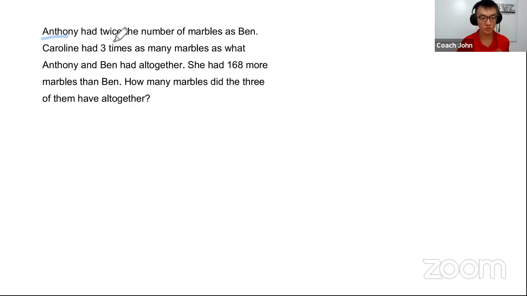Anthony had twice, so quickly write down 2 times, or you can write down 2 over 1, later I'll tell you why, as Ben. This is also a technique that I get my students to do, is to circle 2 and link to the name on the left side, and circle 1 and link to the name on the right side. And because you know that you're going to use this, you can just quickly write down A is to B, and that's 2 is to 1.